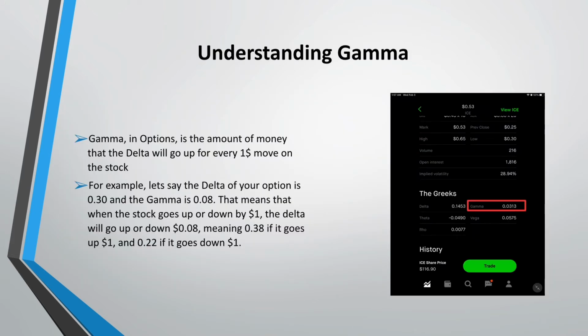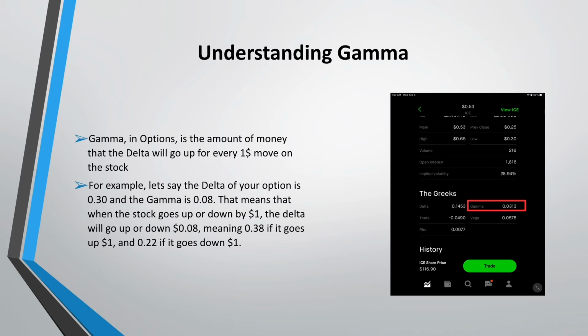All right, so next we'll be talking about gamma. Gamma in an option is the amount of money that delta goes up for every dollar move on the stock. For example, let's say the delta of your option is 30 cents and the gamma is 8 cents. That means that when the stock goes up or down by a dollar, the delta will go up or down by 8 cents, meaning 0.38 if it goes up by a dollar and 0.22 if it goes down by a dollar. That is pretty much what the gamma does. The gamma adds to the delta for every dollar that the stock goes up or down.